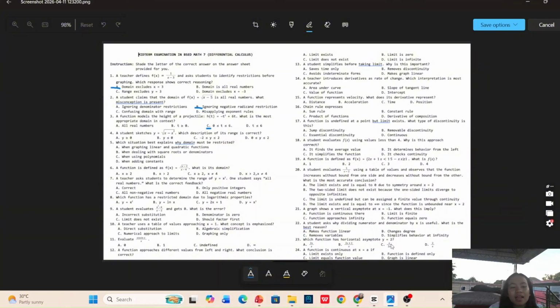Number 11, evaluate sine squared x all over x. Simply rewriting it, it means sine x times sine x all over x. And sine x goes to 0, times sine x over x, that is 1. So 0 times 1, that is 0. So number 11 is letter A. The correct answer for number 11 is letter A.